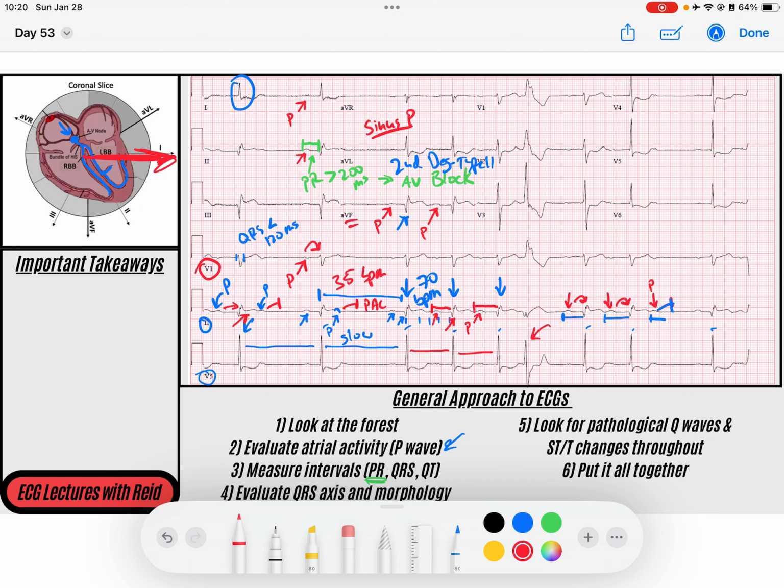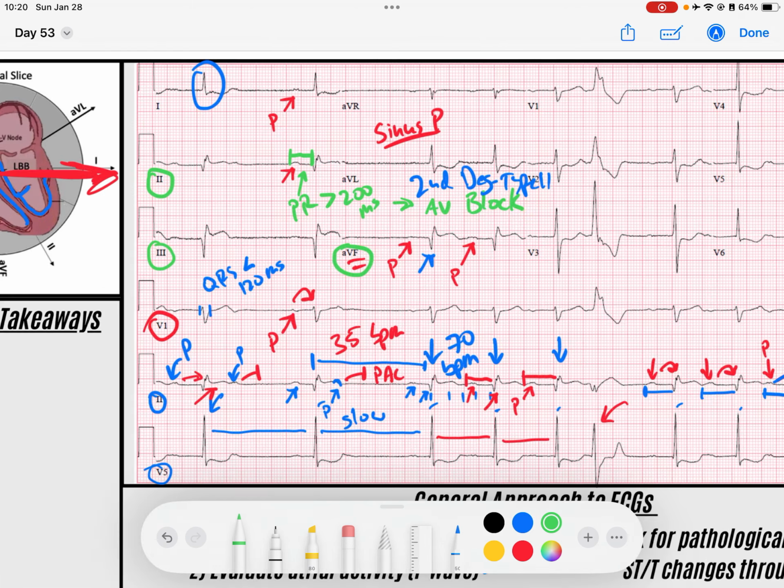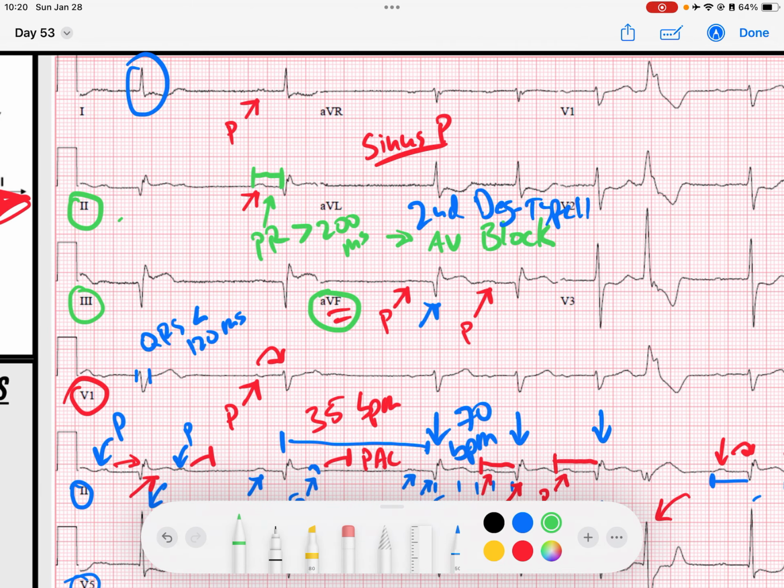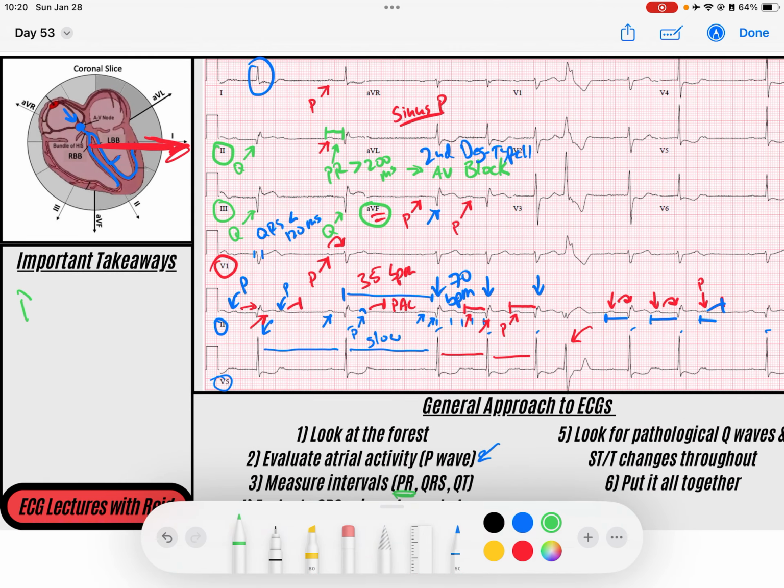And now we're going to look for pathological Q waves or ST or T wave changes. And I see, when I look for pathological Q waves, I'll do this in green. Look at my inferior leads, lead 2, lead 3, and lead AVF. Look at these deep Q waves. That's a Q. There's another Q. And there's another Q. And that's a pathological Q wave.